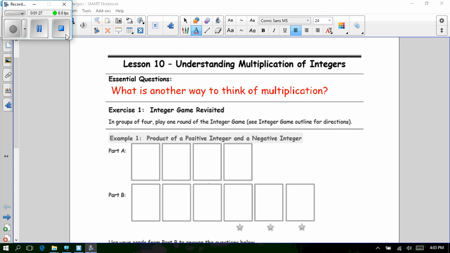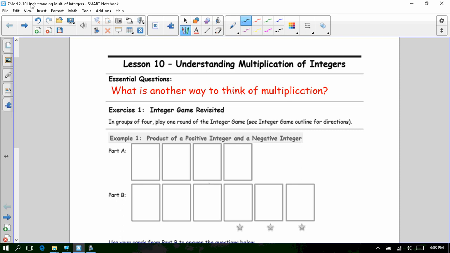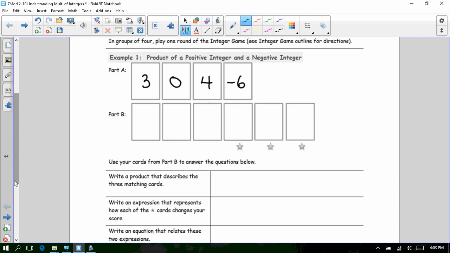All right, so what I'm going to do is write those in. You are not going to write this down because you're going to play this game in class. So just watch and see what's happening, and then you'll have an idea of how to play this game when we all get together. All right, so here we go. I picked up a 3, I picked up a 0, I got a 4, and I got a -6. Okay, so I'm going to rewrite those down here in part B.